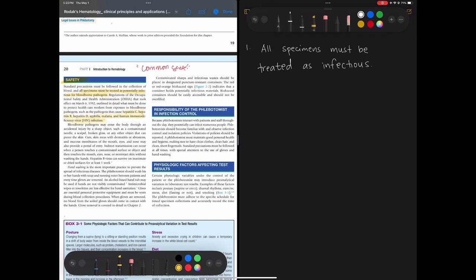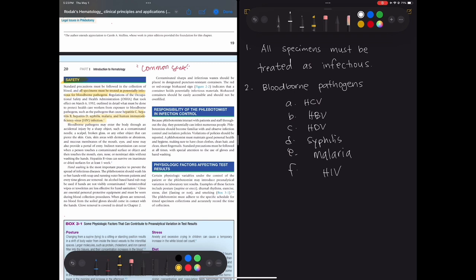So these are the common bloodborne pathogens. To name a few examples from the book: hepatitis C, hepatitis B, hepatitis D, syphilis, and malaria. Lastly, we have the HIV.